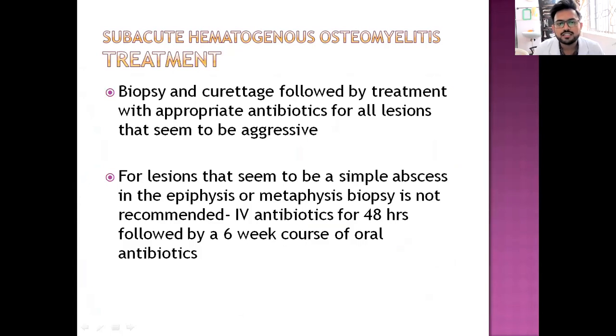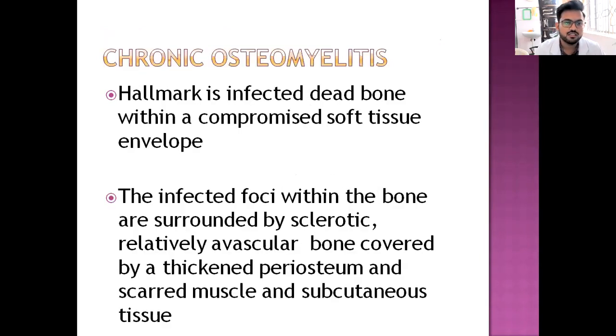Treatment of subacute hematogenous osteomyelitis is biopsy and curettage, followed by treatment with appropriate antibiotics, for all lesions that seem to be aggressive. We need to use the proper antibiotics so that resistance does not develop, or if resistance is already there, we should change to a broader spectrum, higher antibiotic. For lesions that seem to be simple abscesses in the epiphysis or metaphysis, biopsy is not recommended. IV antibiotics for 48 hours followed by a 6-week course of oral medications are indicated. Next we'll take our discussion to chronic osteomyelitis.